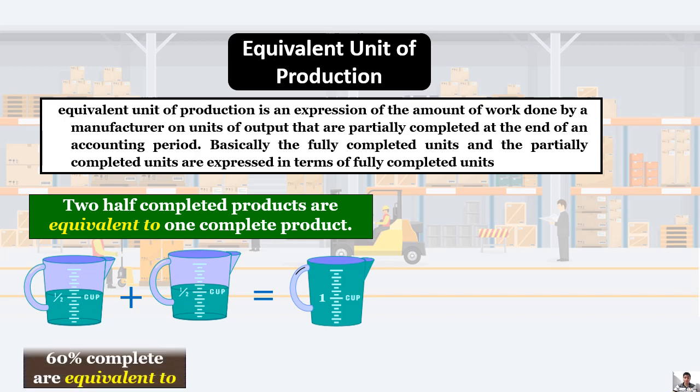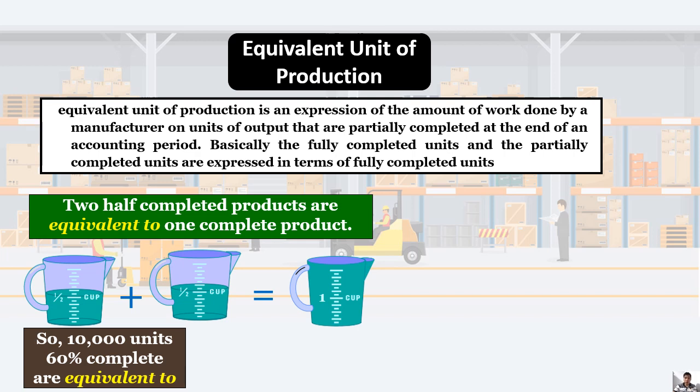So, another example. Let's say for example, we have 10,000 units. However, these units are only 60% completed. So, ang tinatanong, how much is the equivalent unit of production? So, based dun sa pinag-usapan natin sa taas, iti-treat natin as if yung 60% ng 10,000 units are already completed.